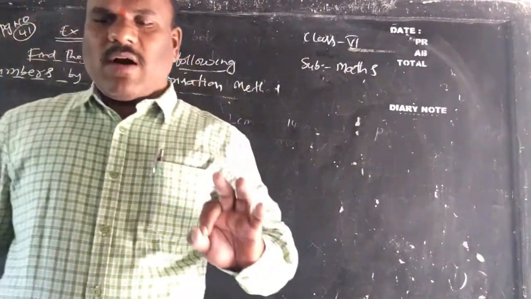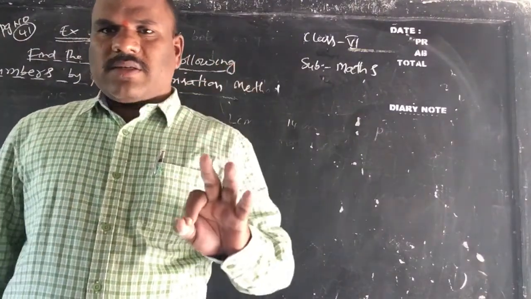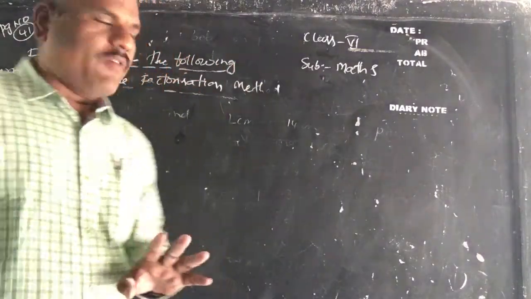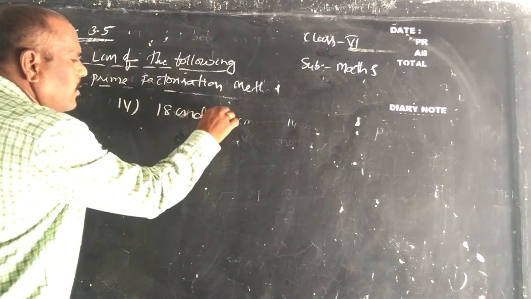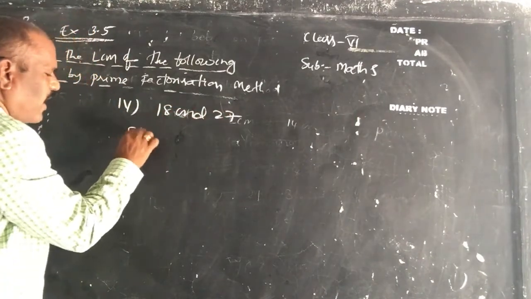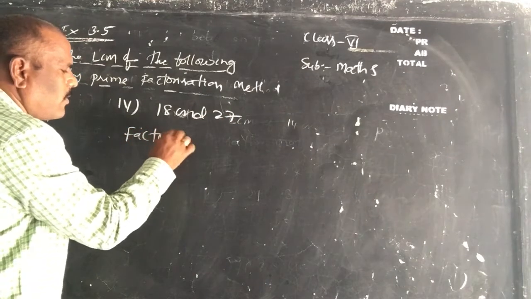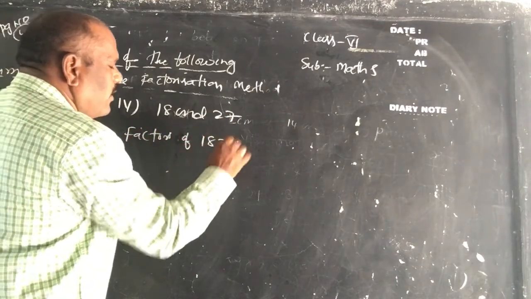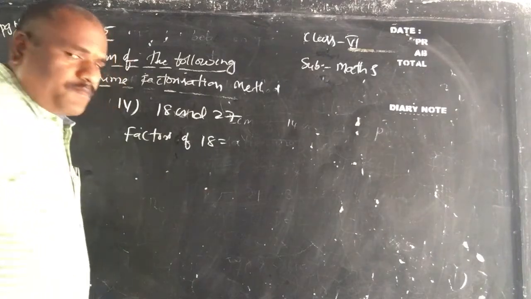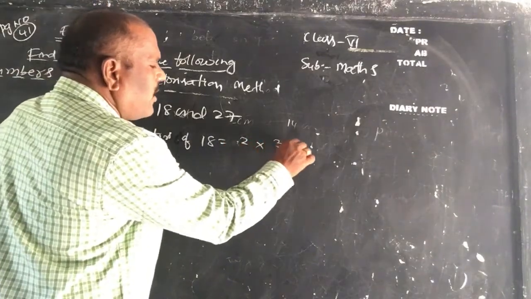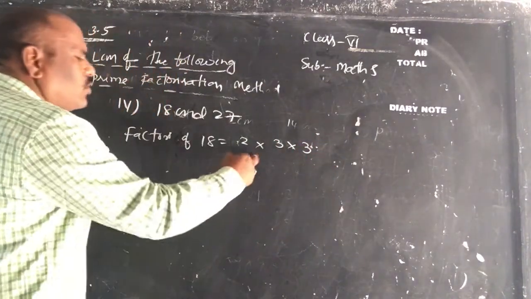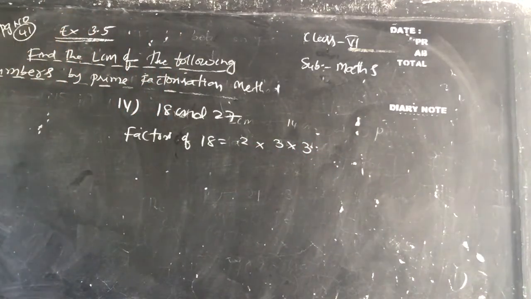Find the LCM of the numbers 18 and 27. Fourth one, 18 and 27. Children, factors of 18, you know very well. Factors of 18 is equal to 2 into 3 into 3. 2 3 is 6, 6 3 is 18.